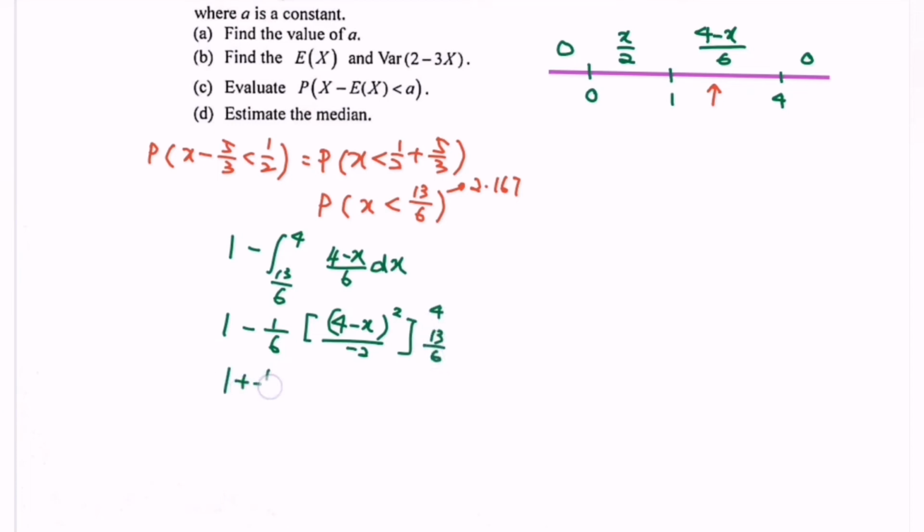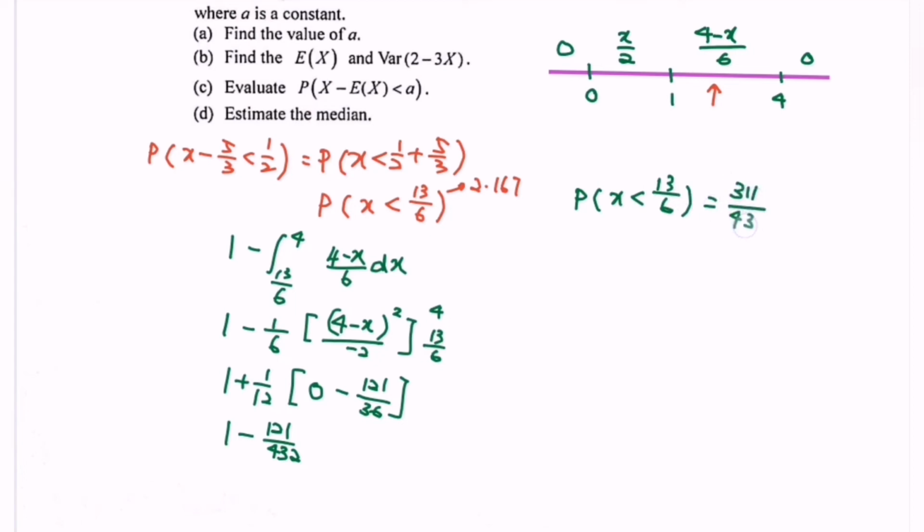Continue: 1 plus 1 over 12 bracket. If we substitute 4, we will have 0, minus, if we substitute 13 over 6, we will have 4 minus 13 over 6, which is 11 over 6. Then square the situation, so we will have 121 over 36. So 1 minus 121 over 432. Finally, the probability that X is less than 13 over 6 is equal to 311 over 432. So that is the probability that X is less than 13 over 6.